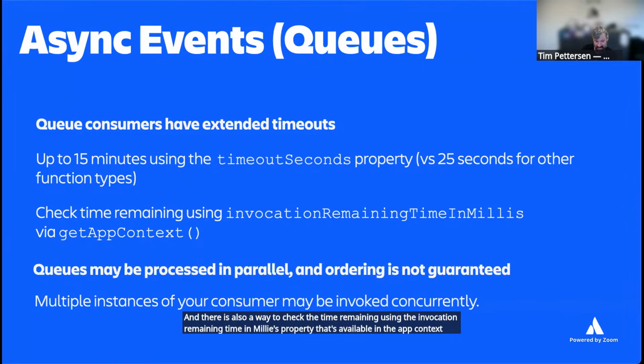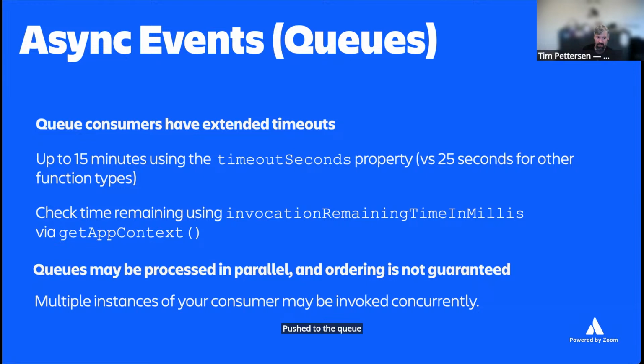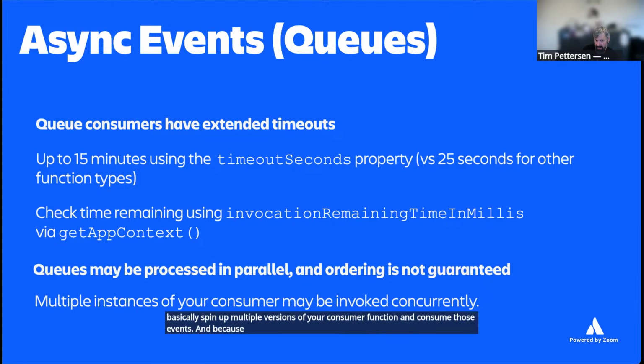Now, the gotcha is that queues maybe and usually are processed in parallel. So if you have multiple jobs or multiple events pushed to the queue, then we'll basically spin up multiple versions of your consumer function and consume those events. And because that's happening in parallel, there's no guaranteed ordering of the event processing either. So this can be a bit confusing.